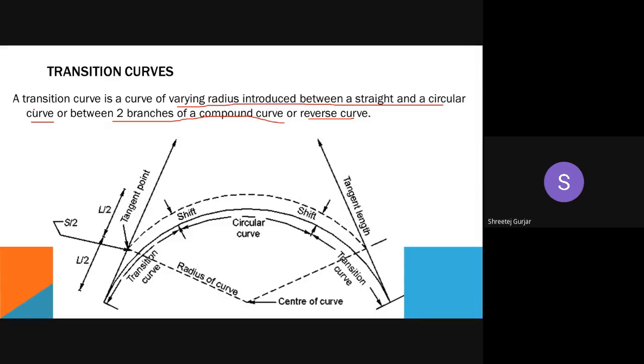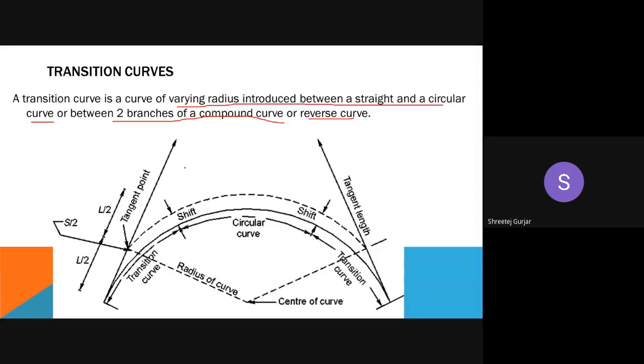Let me read the definition of a transition curve once more. A transition curve is a curve of varying radius introduced between a straight and a circular curve, or between two branches of a compound curve or a reverse curve. So we have to provide a transition curve at the beginning and at the end of a curve, or between two branches of a compound curve or reverse curve. So this is the definition.